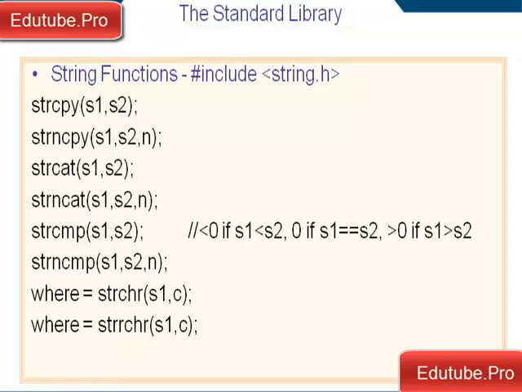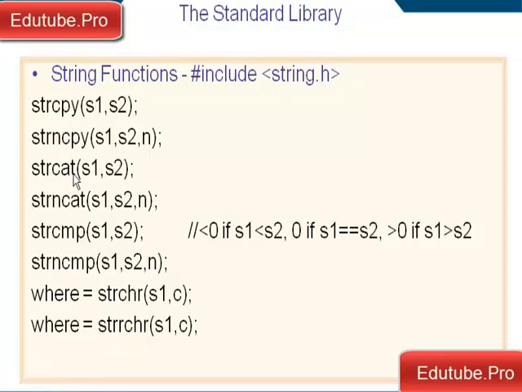So it's a simple copy. strncpy, the next one, copies s2 to s1. If there are many more bytes here, this n will stop it. So it will not continue to copy from string 2 to string 1. It will only take n number of bytes.